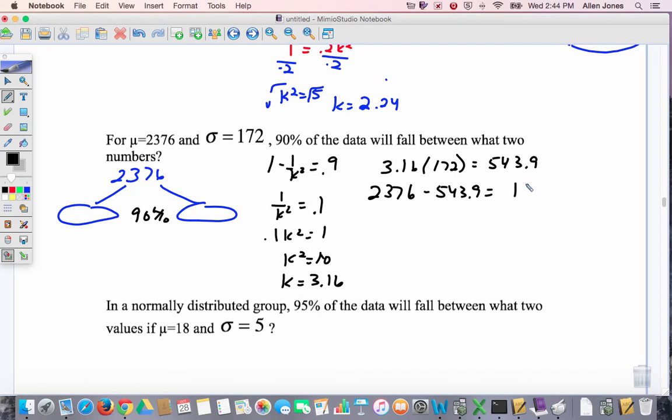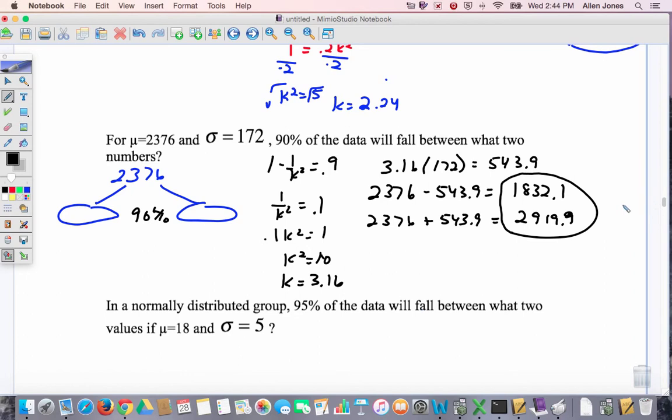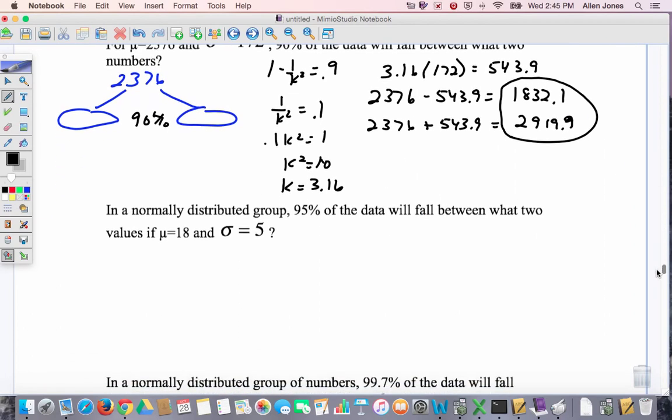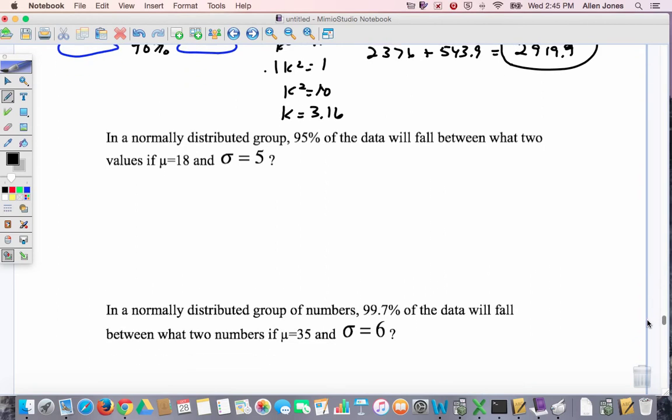So I take 2376 and subtract 543.9, and I get 1832.1. And I take 2376 and I add 543.9, and that gets me 2919.9. In other words, 90% of values are going to fall between those two numbers according to Chebyshev's theorem.